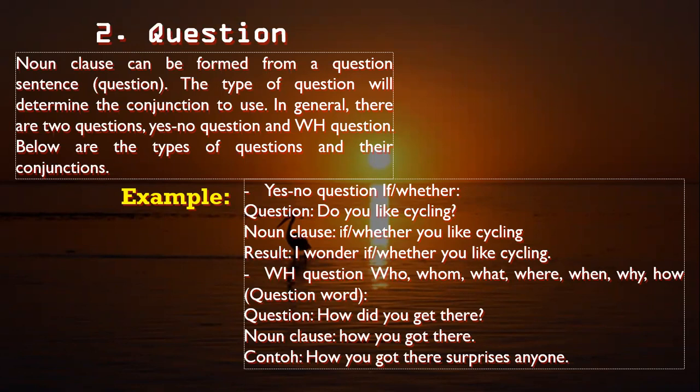Question: do you like cycling? For the noun clause, it is if or whether you like cycling. The result of those sentences will be, I wonder if or whether you like cycling. And then the second example is from WH questions, including who, whom, what, where, when, why, how.